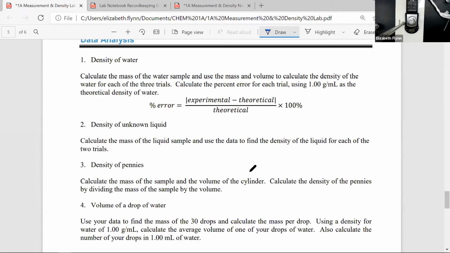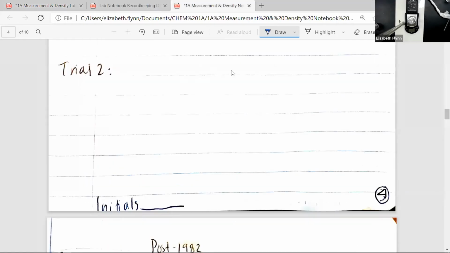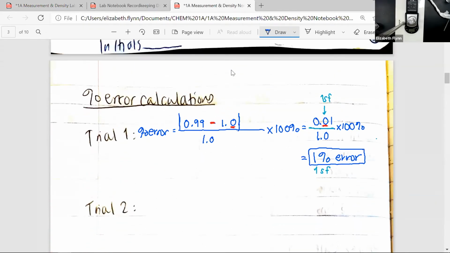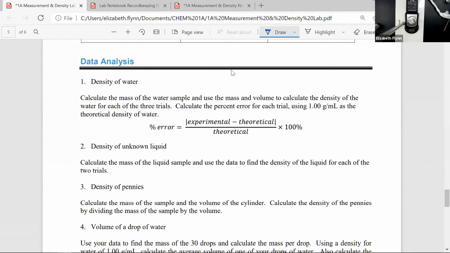Okay, so I just realized up here in your density of water where you're calculating the percent error, I had you use 1.00 grams per milliliter as the theoretical density of water. So let's actually go back to our calculations and make sure that we take that into account. And actually, you know what? Let's do it the other way around. I'm just going to change this instruction right here to 1.0. Okay, everyone? So you'll use 1.0 grams per milliliter as your theoretical density of water. So you can just use that for each calculation for the percent error.